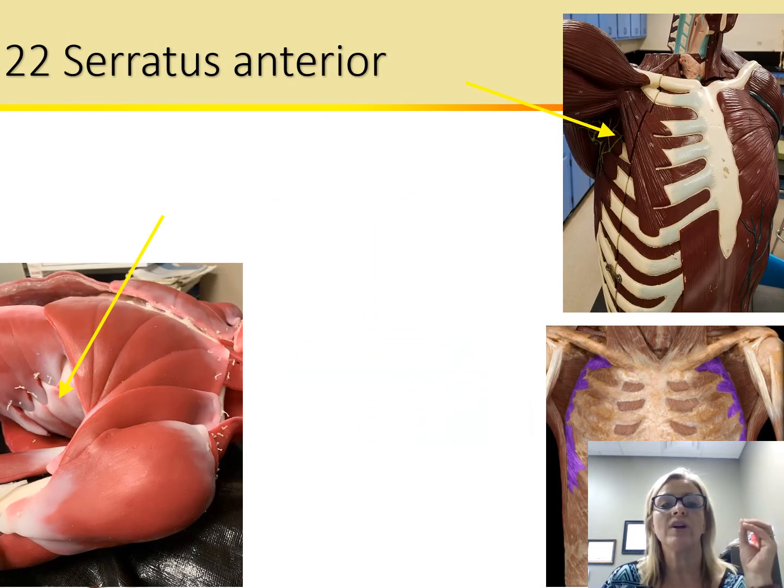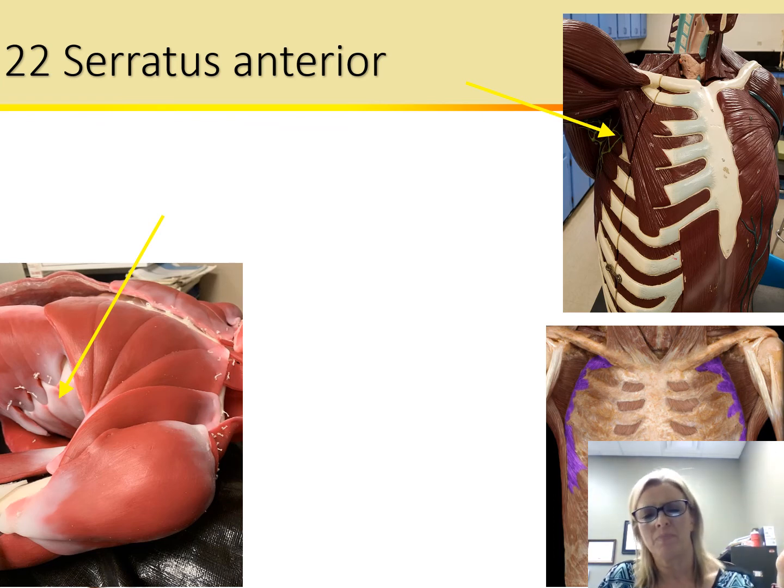Here we have the serratus anterior, or serratus. I say serratus, it's probably pronounced serratus actually. But this means sawtooth, and anterior means front. So this is the front sawtooth looking muscles here, and you can see them right here, okay?